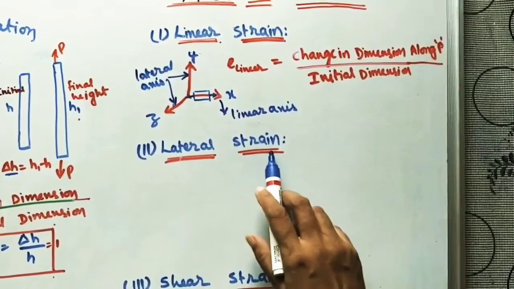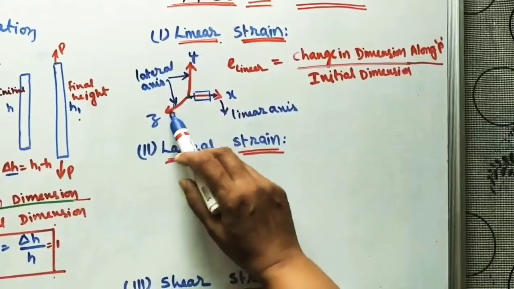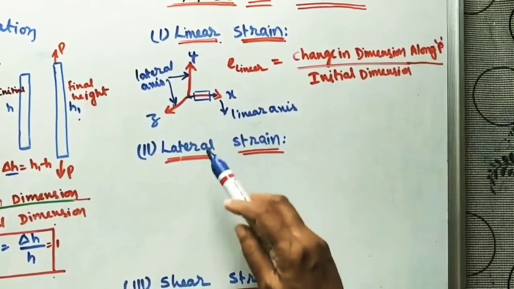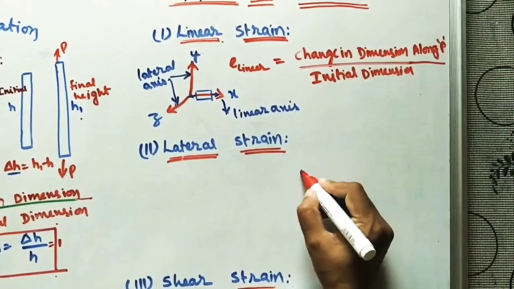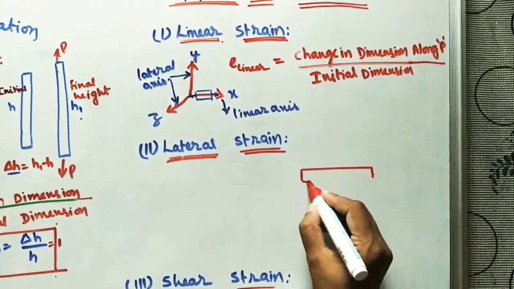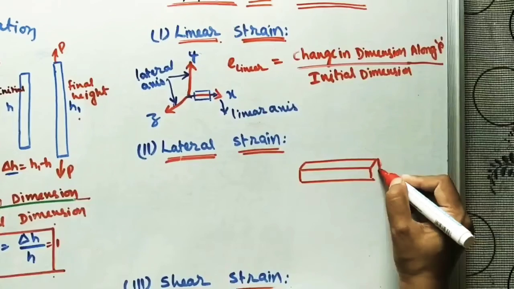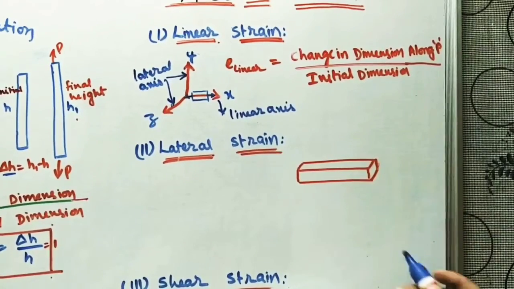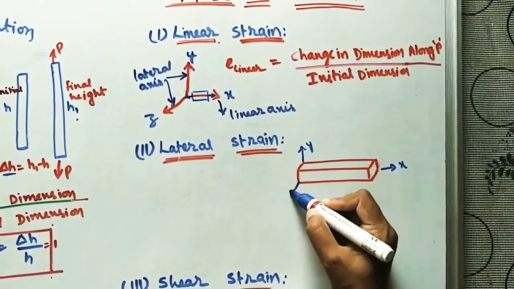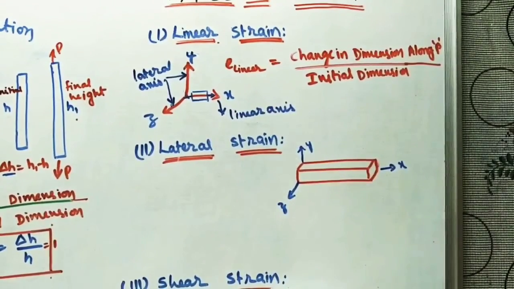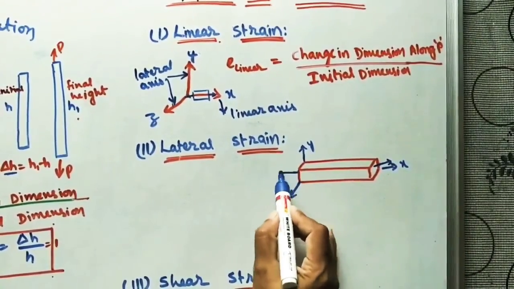Take the next one, lateral strain. Just now I told you it is the lateral axis, y and z, and this is the linear axis in this example. Here I am taking a 3D object, which means it has 3 dimensions, x, y, z. Here this is the x-axis, this is the y-axis, this is the z-axis. Let us assume like that. Here I am applying the force in this direction.